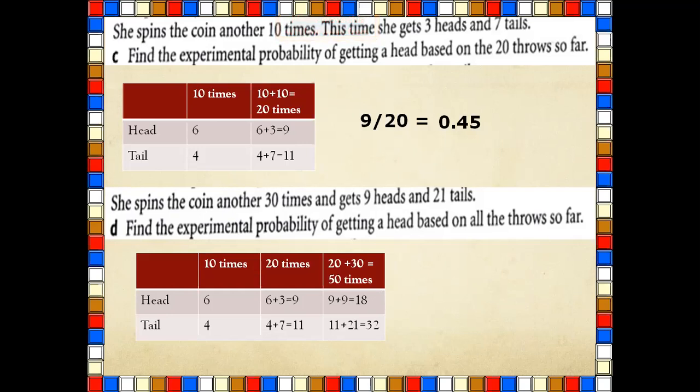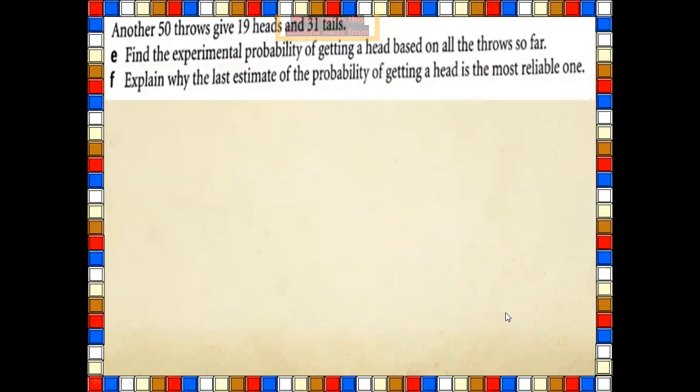I can't hear you, Lynn. I don't know if the others can hear you. No, teacher. Oh, it's better. Okay. Now, after 30 times, she throws it again. It's 18 heads. It's 18 out of 50. And as a decimal, 18 out of 50 is 0.36. Yes. Okay. Thank you, Lynn.